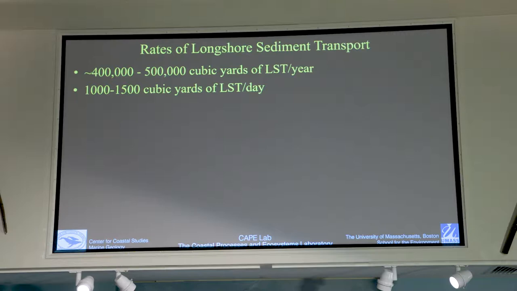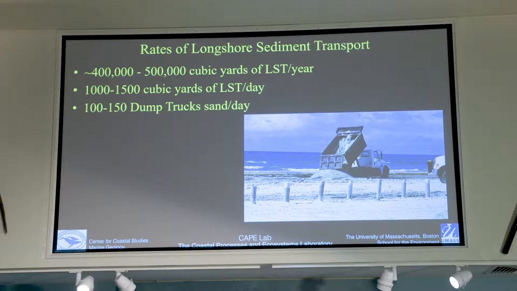That's 1,000, 1,500 cubic yards every single day. It's 100 to 150 dump trucks of sand every single day on average. Again, a lot more in the winter, a lot less in the summer. That's a dump truck every 10 or 15 minutes. Now, in some places, again, this is an average, 400,000, 500,000. It can be a lot more.